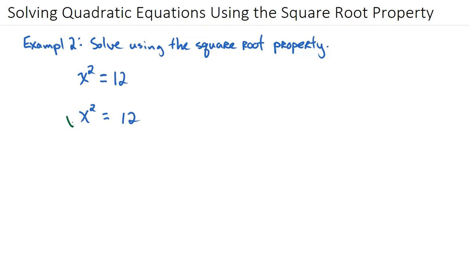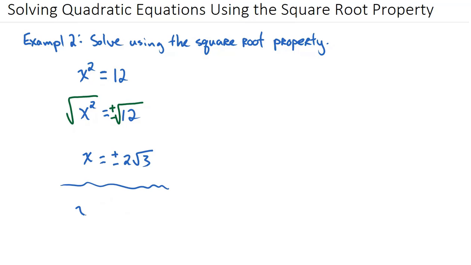So that's going to give me the square root of x squared on the left, and then for my square root property, I'm going to do plus or minus the square root of 12 on the right. The square root of x squared is just an x, and then the square root of 12 is 2 square roots of 3, and the way that ends up getting written is plus or minus 2 square roots of 3. Just like that. You could also say x equals 2 square roots of 3 or negative 2 square roots of 3.